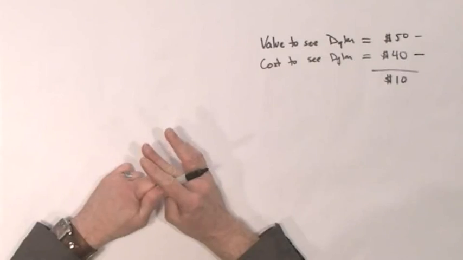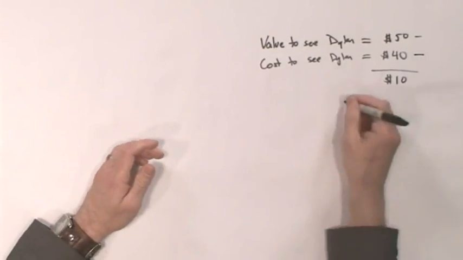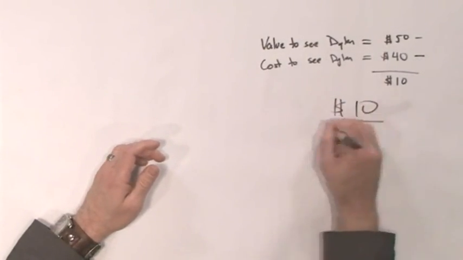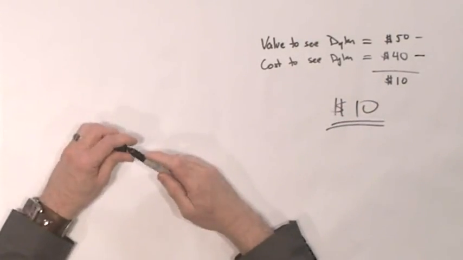So the same thing here. If you go to see Dylan, how much better off are you? You're willing to pay $50, you only pay $40, so you're better off by $10. If that's the value you get if you go see Dylan, how much do you lose if you don't see Dylan? $10. If you see Clapton instead, you're giving up the $10. So that is the opportunity cost of seeing Clapton. It is $10. That's the answer. There's no other answer.